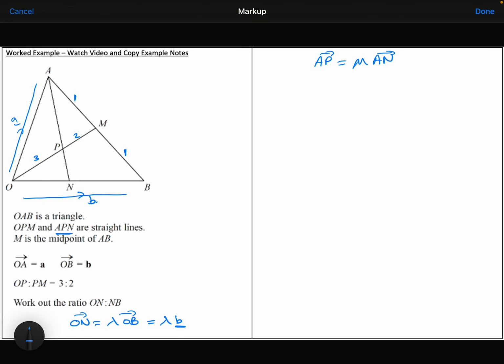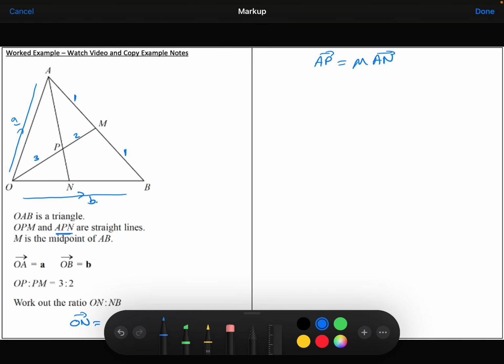Right, in order to solve this problem, I want to consider one journey, one vector in this triangle in two different ways. The vector I'm going to pick, I think, will be O to P. What's that vector there? Well, I know that that is 3/5 of vector O to M. So I can say that O to P equals 3/5 of O to M.